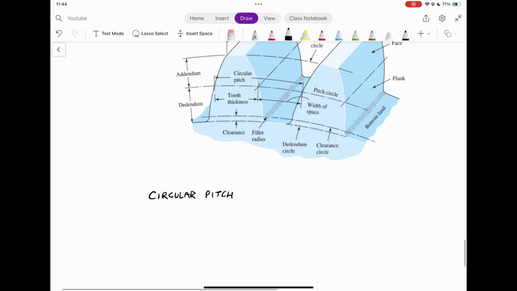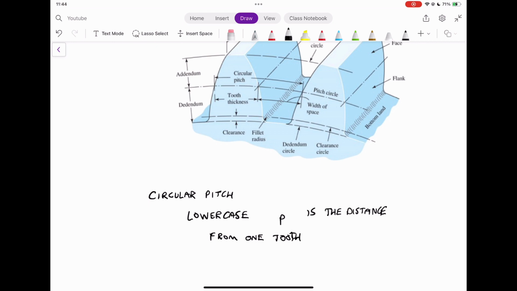And this circular pitch is a distance within the pitch circle. And I'll highlight it above, but I'll write first what it is. It's usually given by lowercase p. Okay, so it's going to be a little bit confusing because there's a lowercase p and an uppercase P in this class. But just know that lowercase p is your circular pitch.